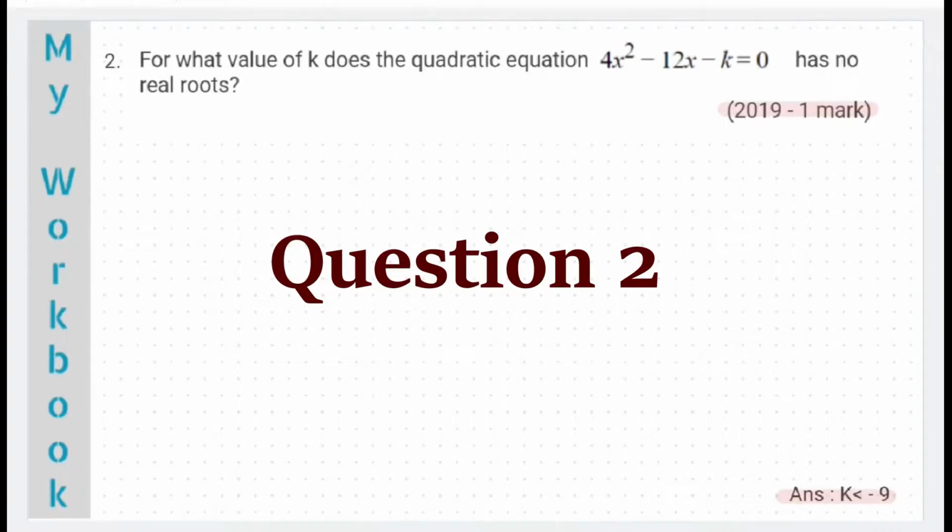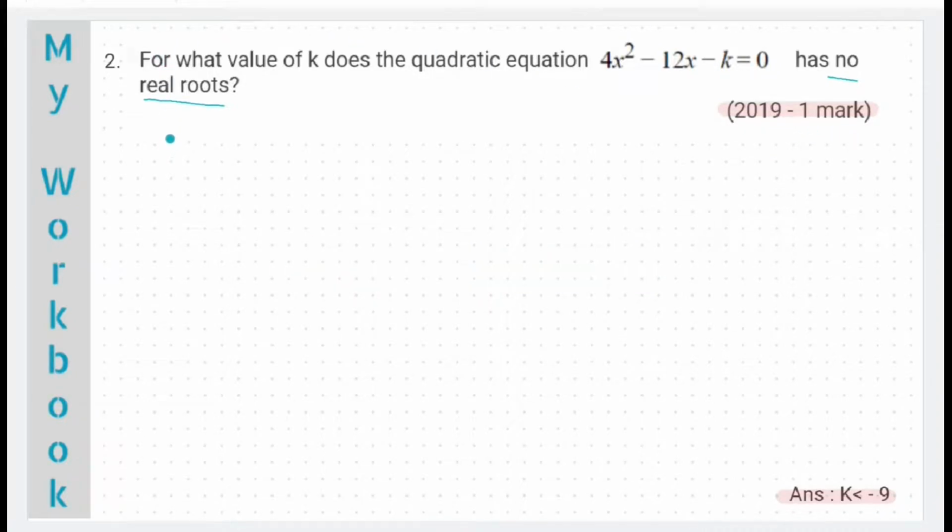Next question. For what value of k does the quadratic equation 4x square minus 12x minus k is equal to 0 has no real roots? Again, it was a 2019 board exam question for 1 mark. So for no real roots, the discriminant should be less than 0.